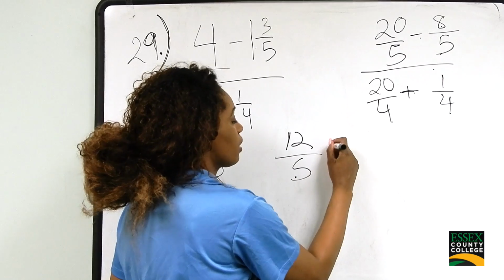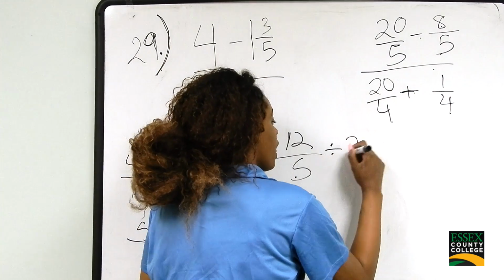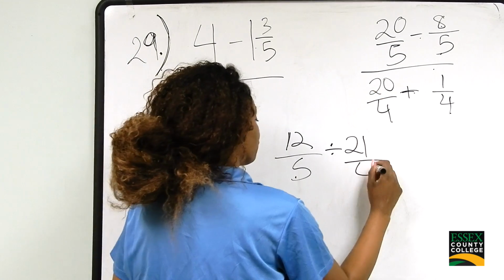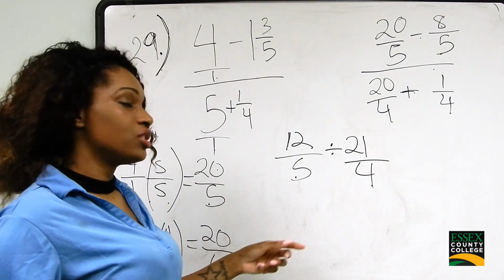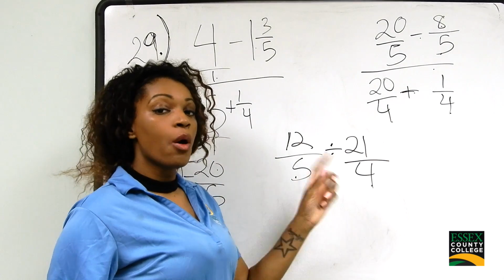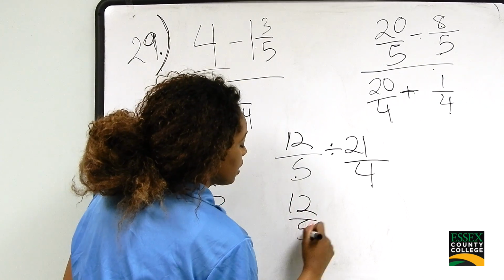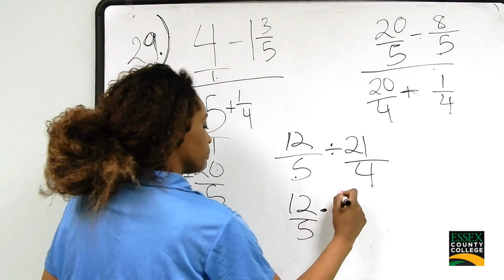20 plus 1 gives you 21, right? And that goes over 4. The denominator always stays the same. Now, one thing we want to remember when dealing with fractions, when you're dividing, you're really multiplying by the inverse. So 12/5 is really being multiplied by 4 over 21.